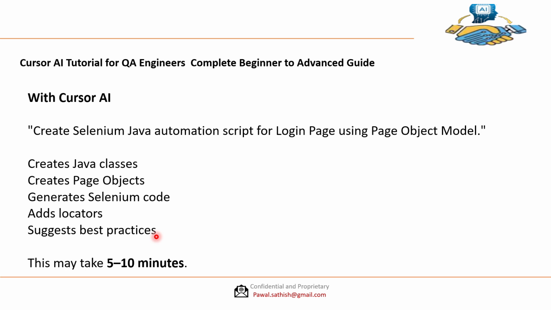As a QA, our job is to review the code and run the code. And if you see, everything happens within 5 to 10 minutes. This is the power of Cursor AI.